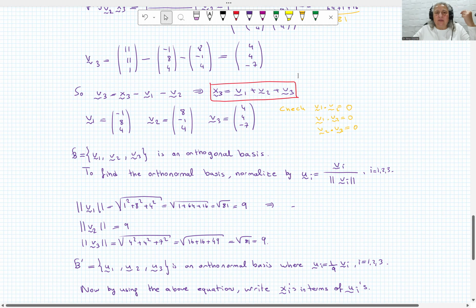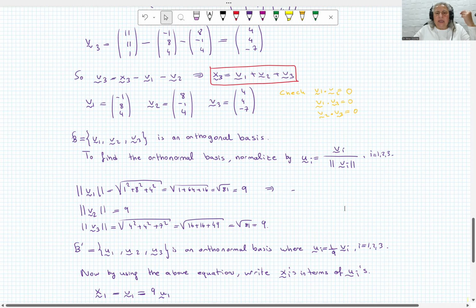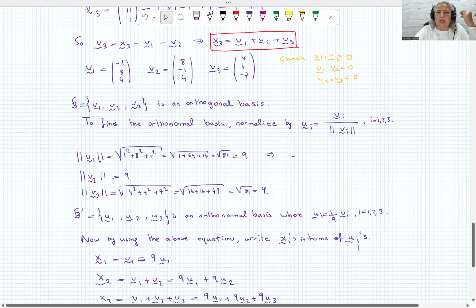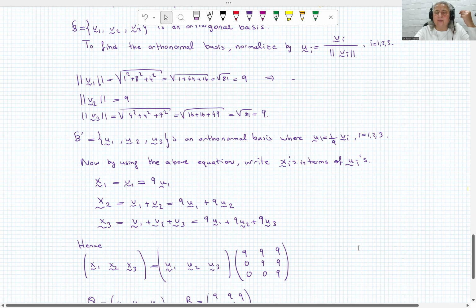So if you calculate the length of V1, that is 1 squared, 8 squared, 4 squared, and the square root of all of those. So that's the length of V1. That is 9, and V2 is the same, 9. And V3, if you calculate, you will find 9. And it means each of U1, U2, U3 will give you an orthonormal basis, where Ui will be 1 over 9 Vi, for i equal to 1, 2, 3.